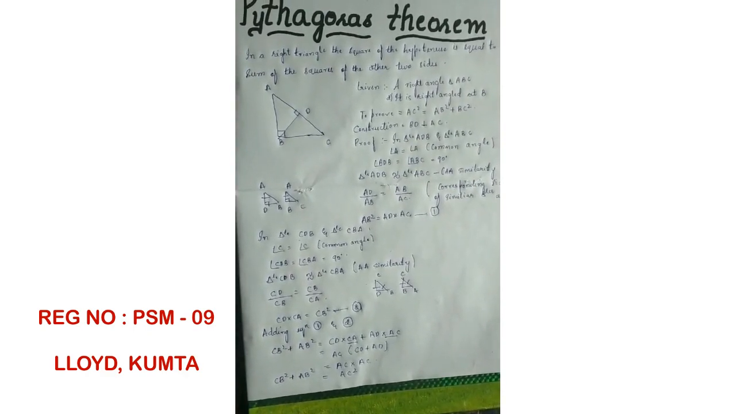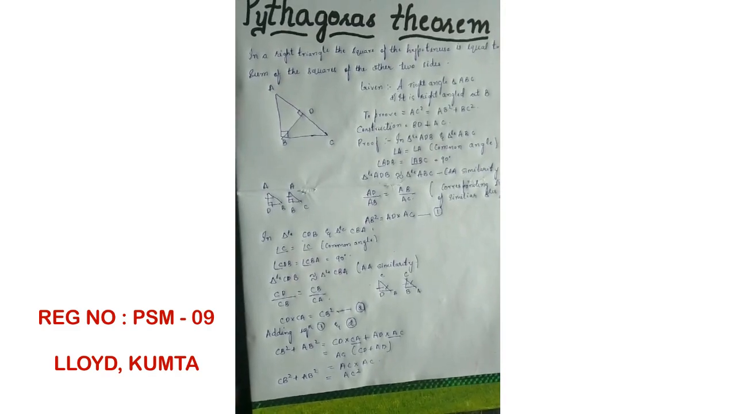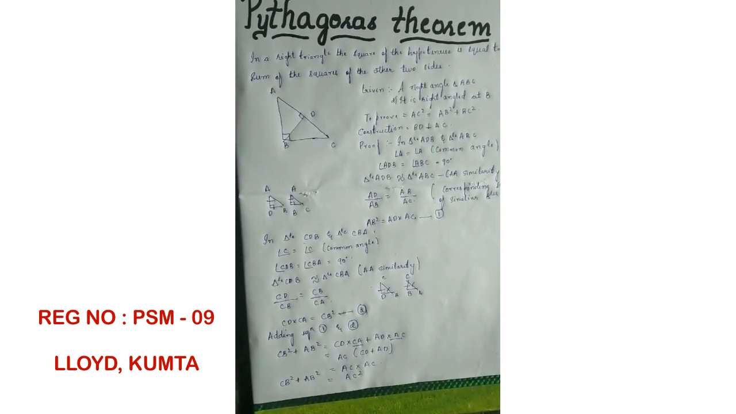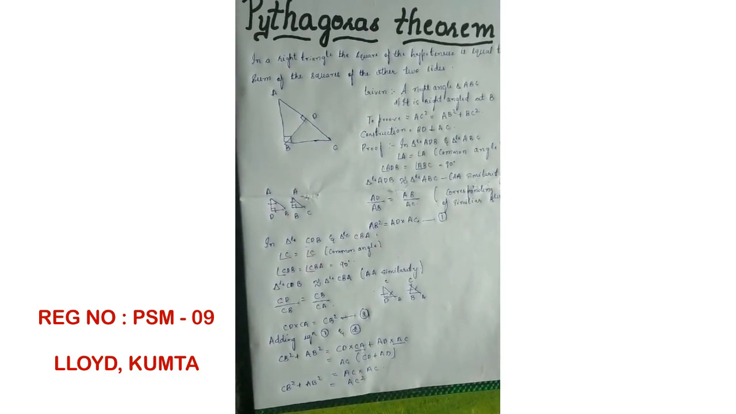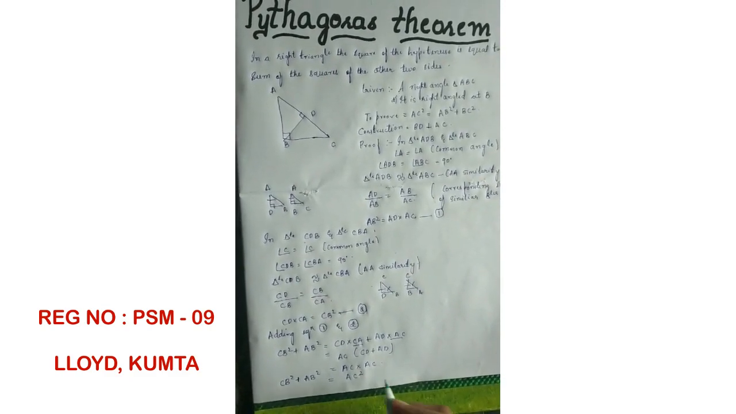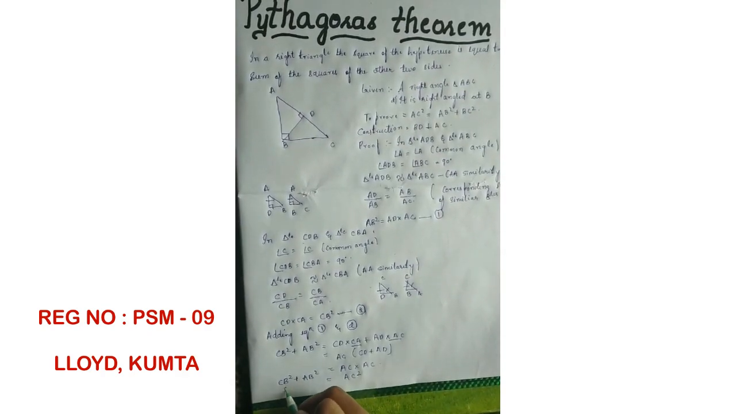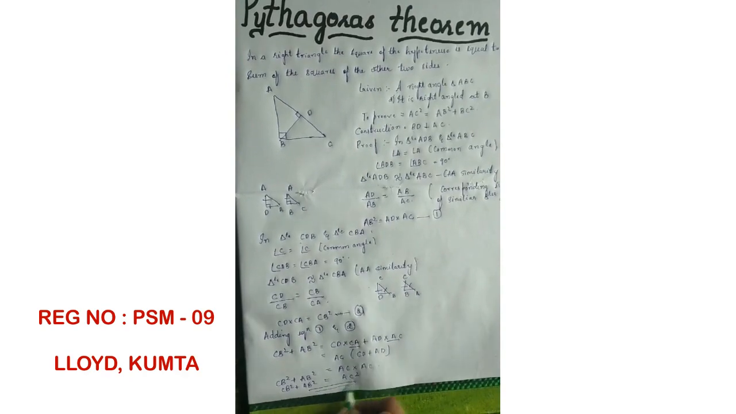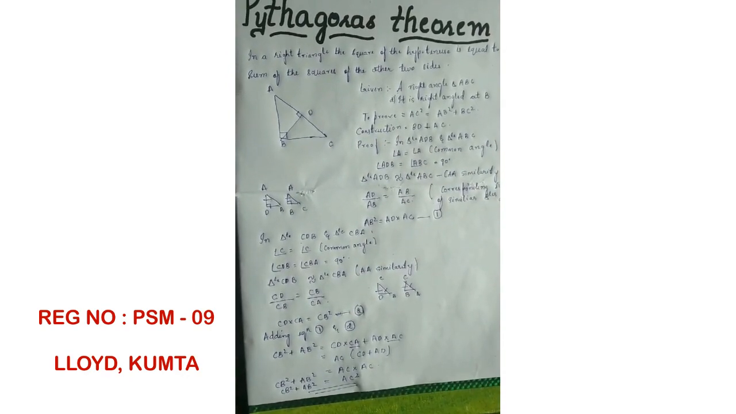Hence Pythagoras theorem, according to the statement, in a right angle triangle, the square of the hypotenuse is equal to the sum of the squares of the other two sides. So we got the proof over here: CB square plus AB square equal to AC square. Hence Pythagoras theorem is proved.